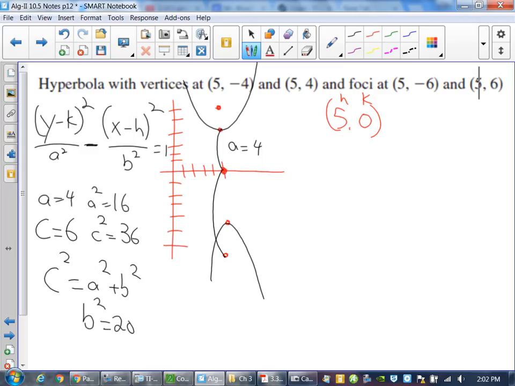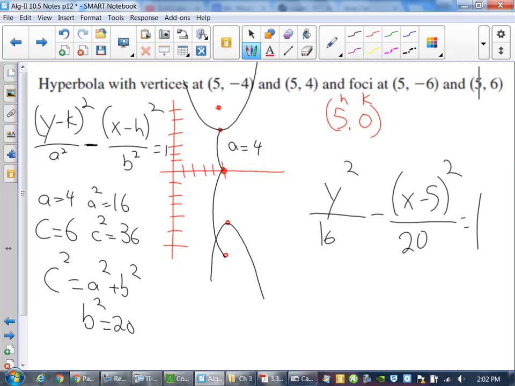Here's where you're going to screw up. What's your H and K? 5 and 0. So K is 0. Y squared over 16. That's where you guys are going to screw up. The flip-flop.